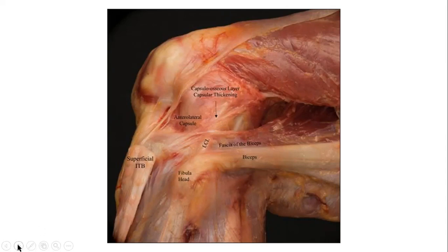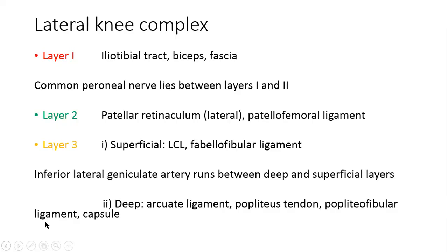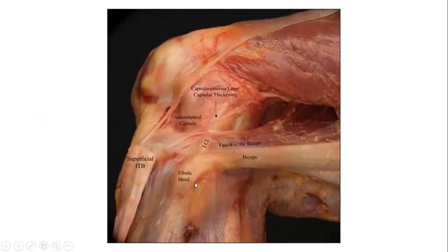So that's the lateral aspect. Now let's look at the different layers of the lateral knee complex. Going from superficial to deep, the first layer is the IT band, biceps and biceps fascia. So let's go back. Layer 1: the IT band, which has been removed here, peeled back, biceps and biceps fascia. Right under the skin, subcutaneous tissue, these are the structures that you see.